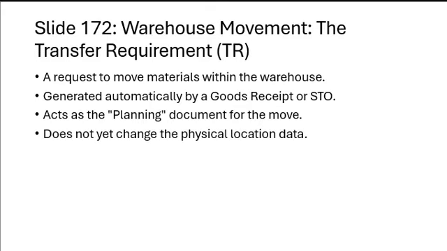Okay, next we have the warehouse movement, the transfer requirement, TR. The transfer requirement requests movement of material internally, generated automatically by goods receipt or the STO. It acts as a planning document for warehouse movement and does not change the physical location data immediately. Okay, and it also provides visibility of upcoming warehouse tasks and helps the warehouse manager plan resources efficiently.